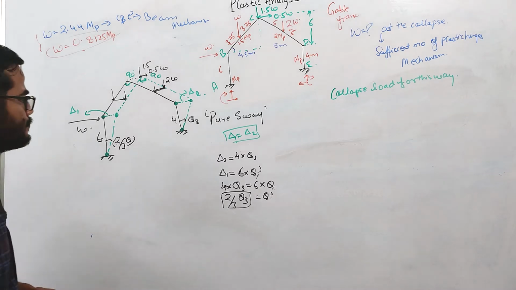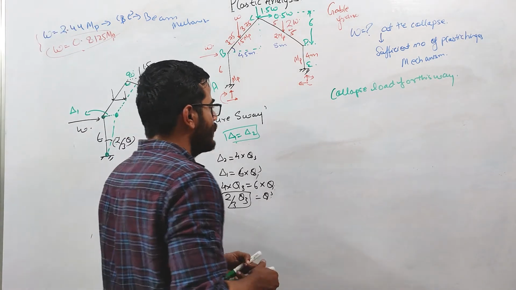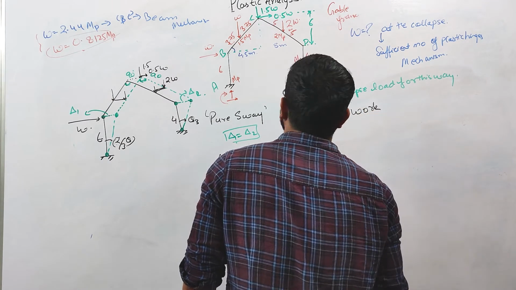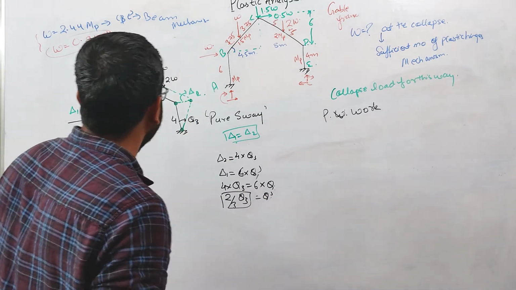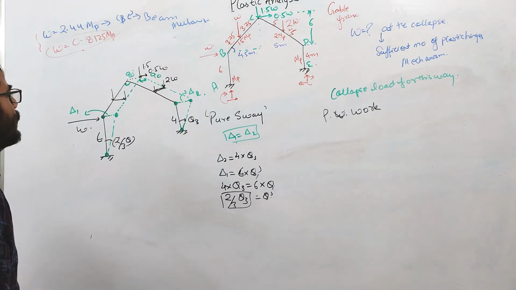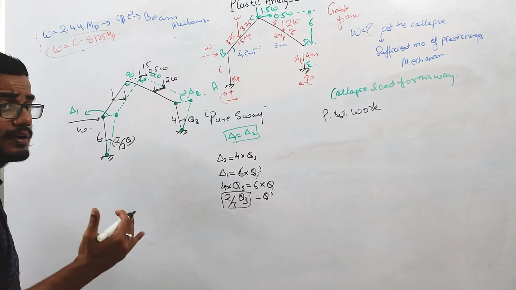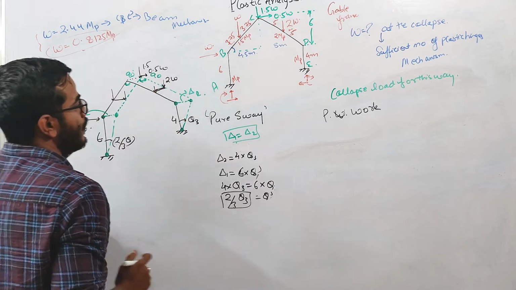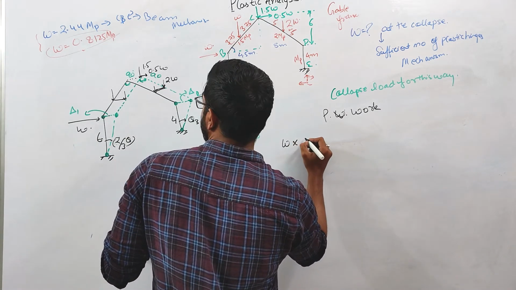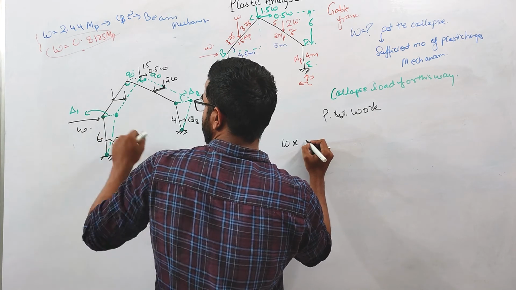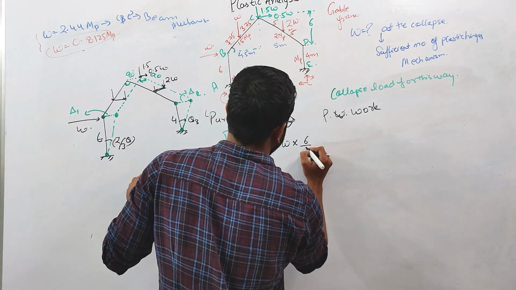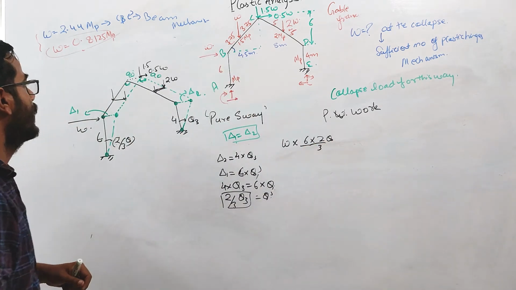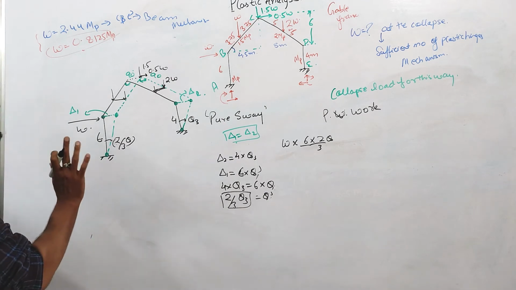Okay. So now again we will use the concept of the principle of virtual work, and we'll say the external work done will be equal to the internal virtual work done. Okay. So let us first calculate our external virtual work done. It will be due to this W load, and it will be W into the value of delta 1, 6 into 2 by 3 theta. Okay.